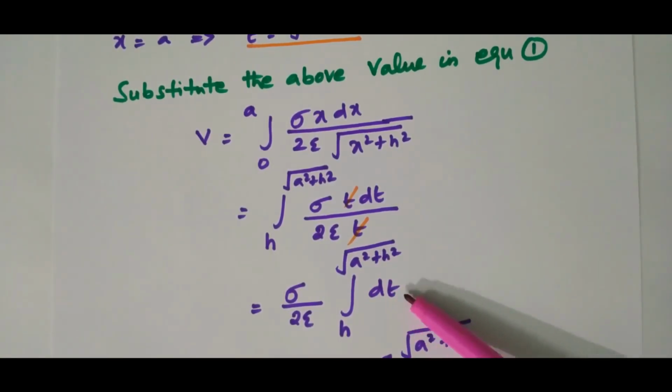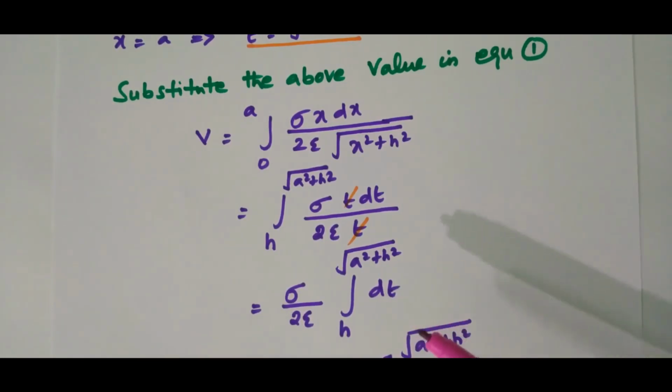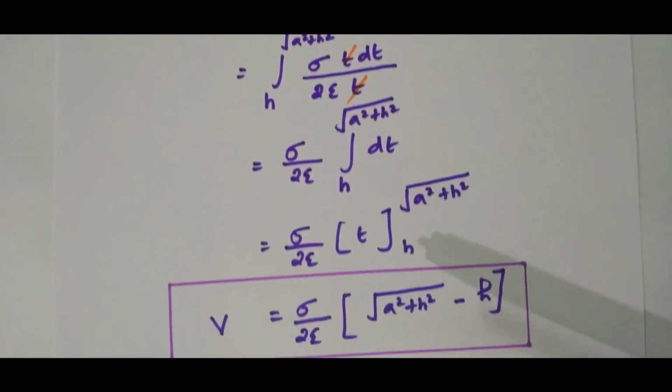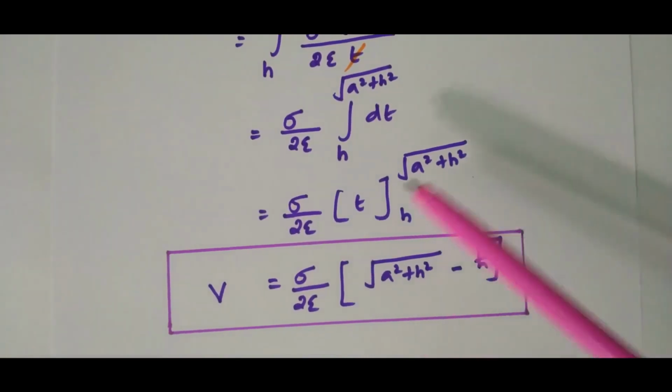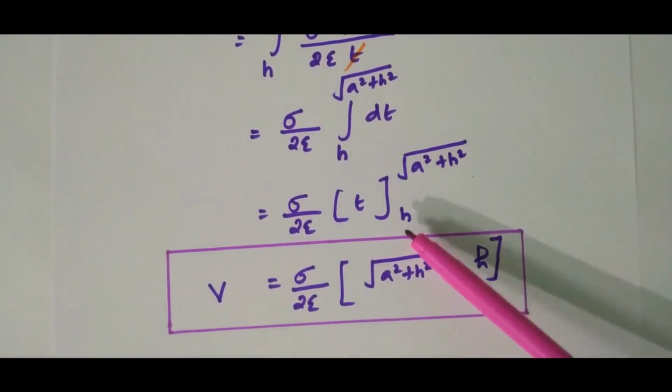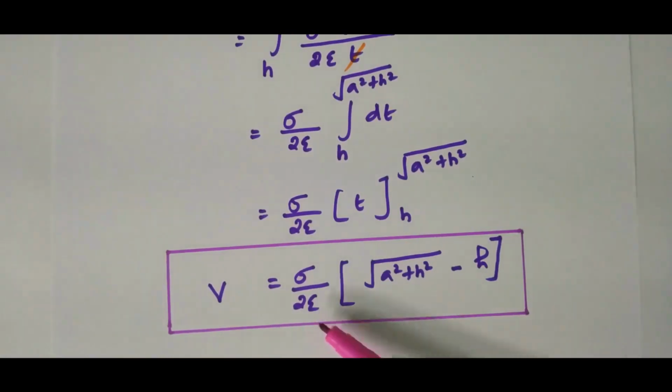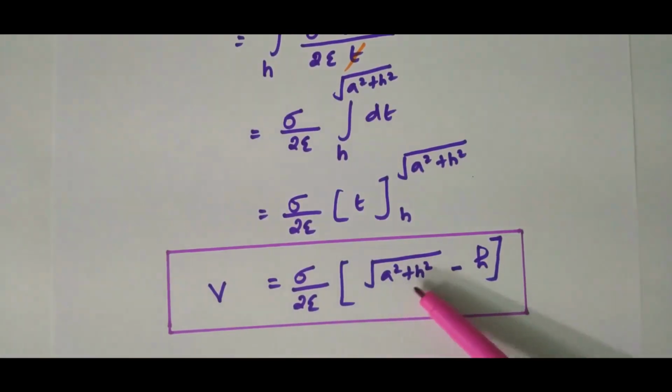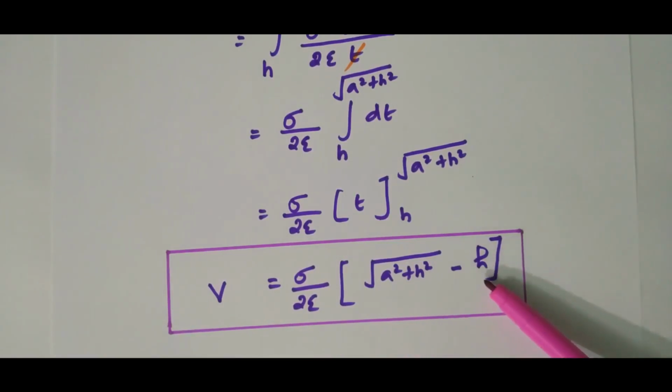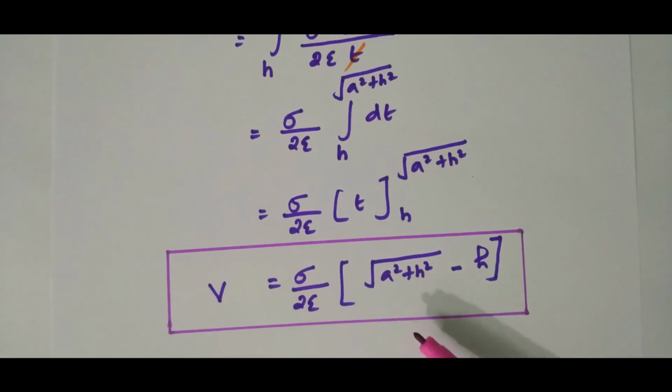Now see this, the integration becomes very simple, because of the substitution method. So integral dt is nothing but t. I can substitute the limits. So sigma divided by 2 epsilon, the upper limit square root of a square plus h square minus the lower limit h. So this is the final expression for potential due to the charged disk, which by using the substitution method we easily got.